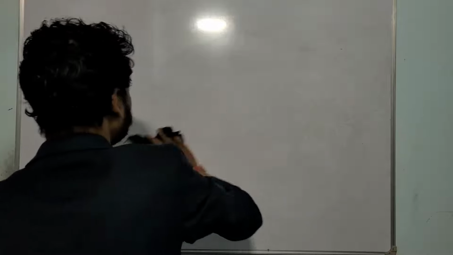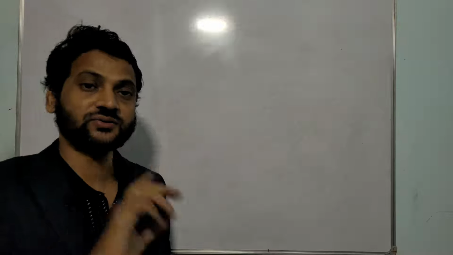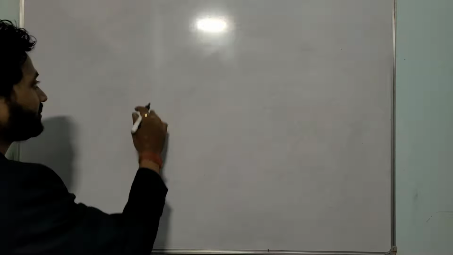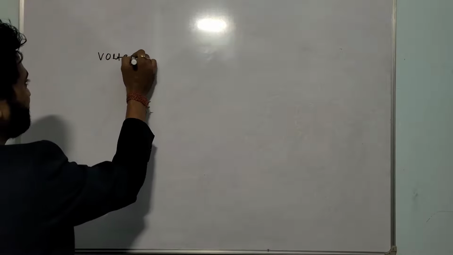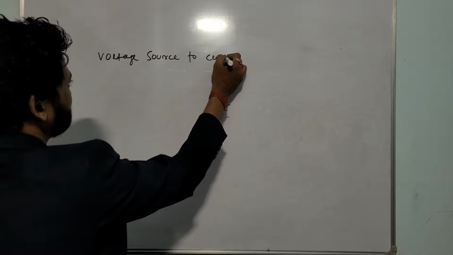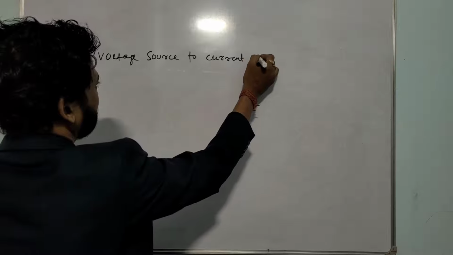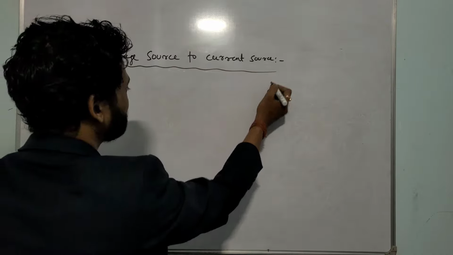Now we'll talk about the source conversion. So we can convert current source to voltage source and voltage source to current source. ठीक है, तो कन्वर्सन क्या है? पहले कन्वर्ट करते हैं वोल्टेज सोर्स टू करंट सोर्स. Voltage source to current source.